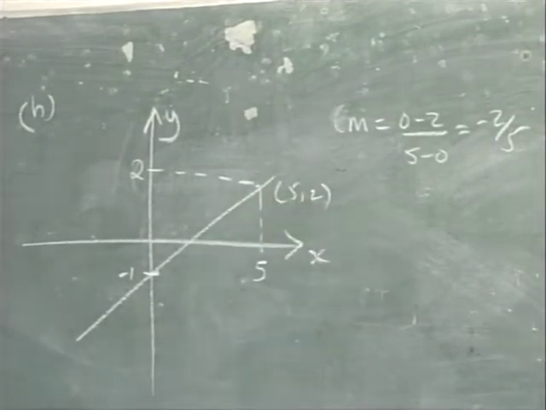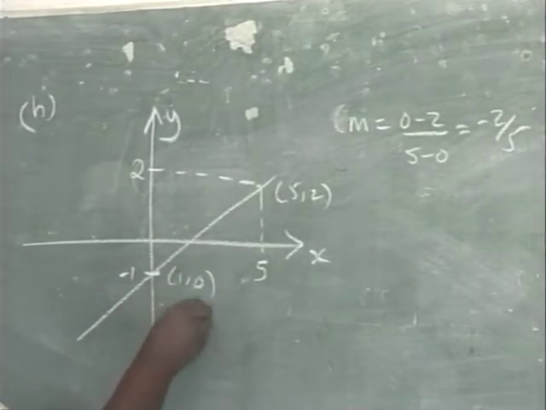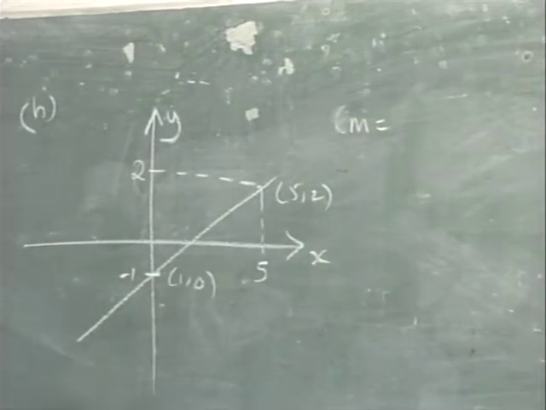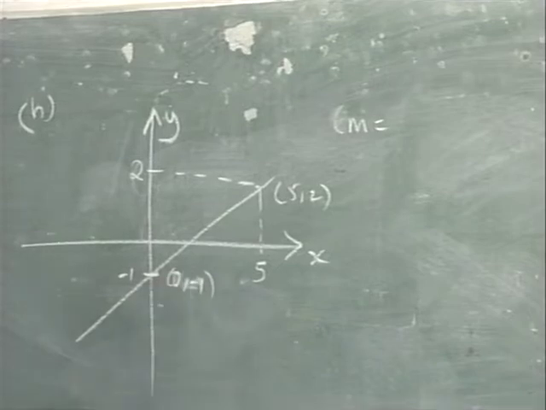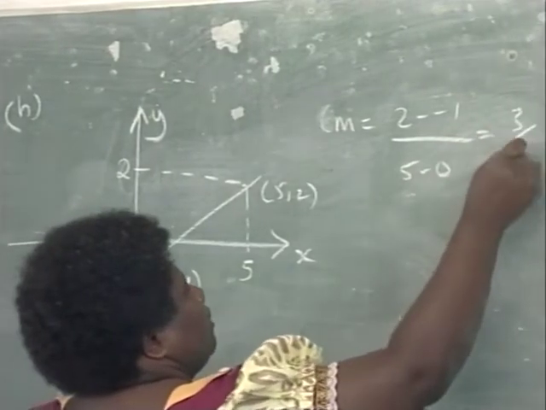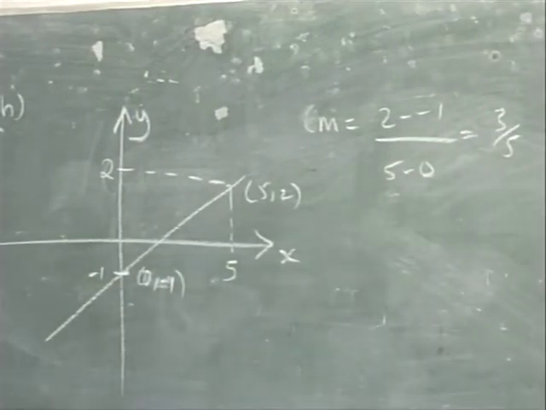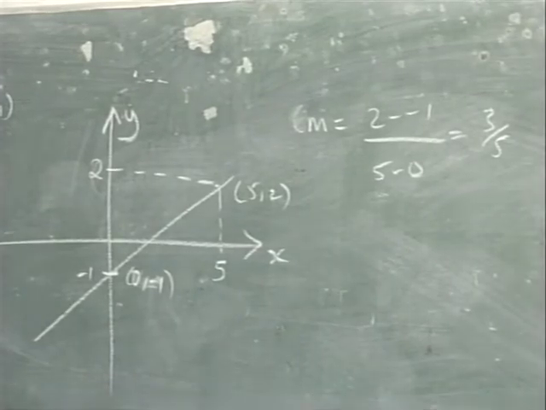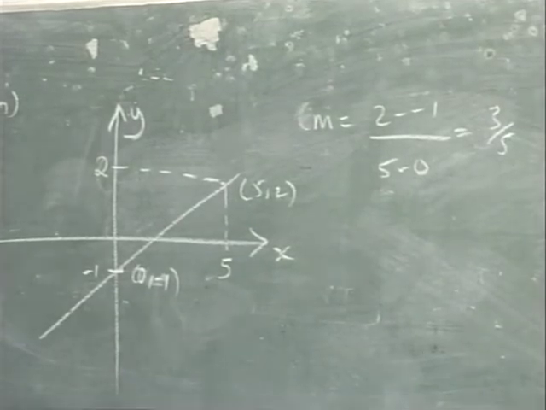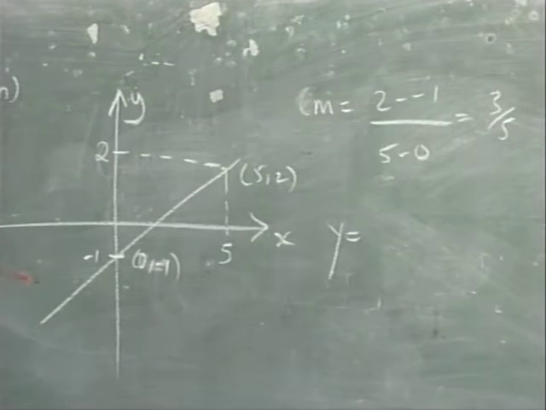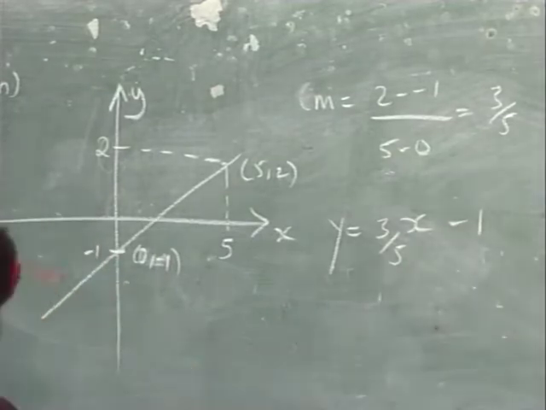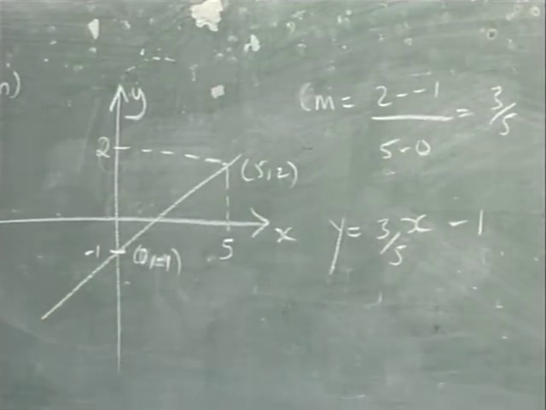Okay. So it's going to be, this one is 1, 0. 0 minus 1. So I get 2 minus negative 1 over 5 minus 0, which is 3 on 5. Okay, so the gradient is supposed to be 3 on 5. We said the gradient was 5 on, well, I said it was 5 on 3. It's supposed to be 3 on 5. So the actual equation for letter H is y equals 3 on 5x minus 1. Okay, another one?